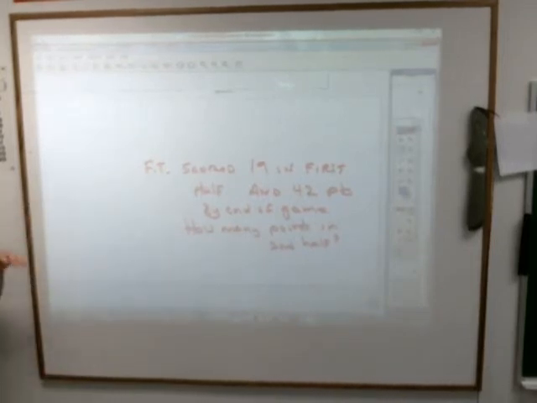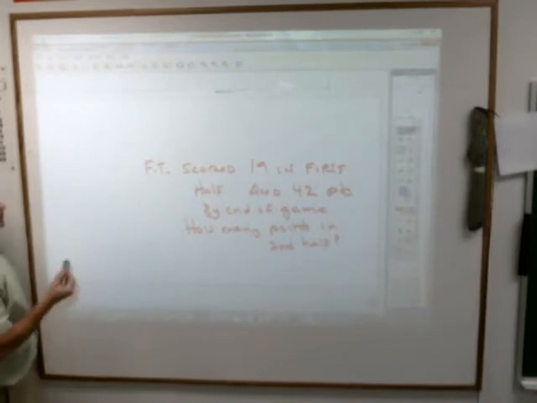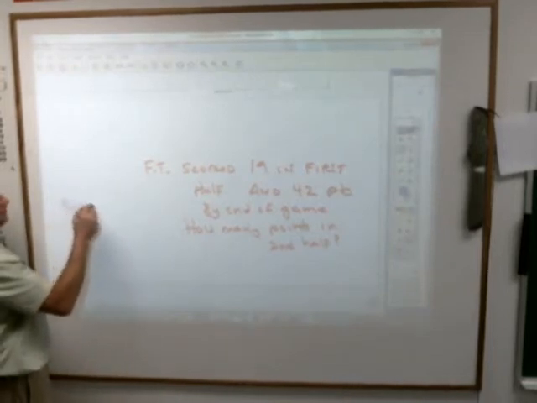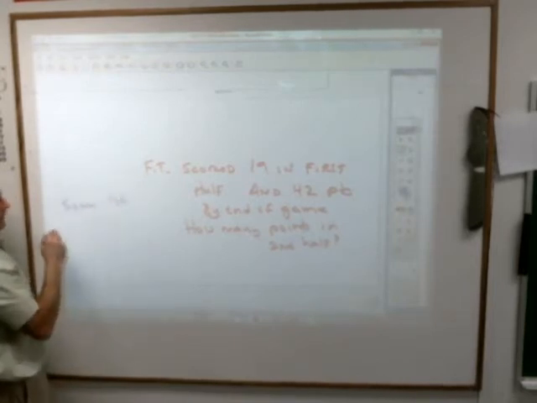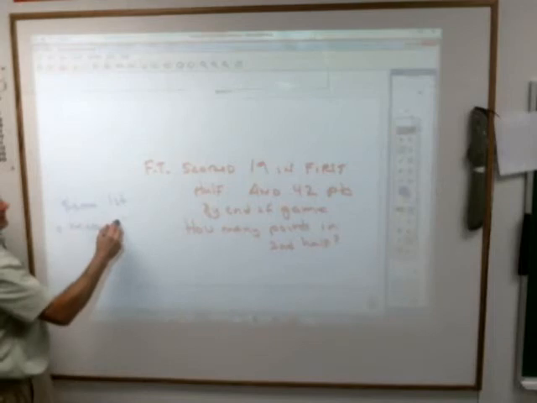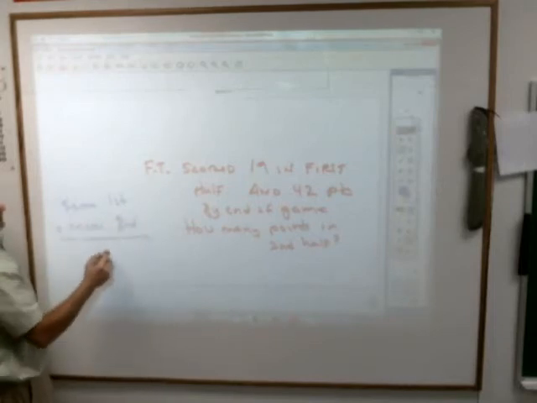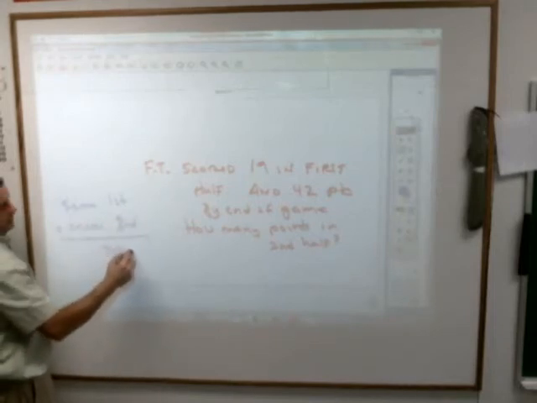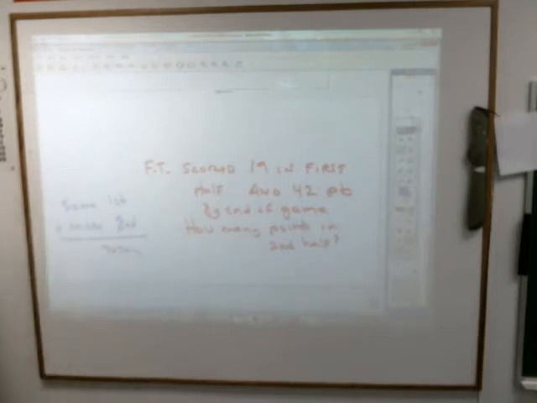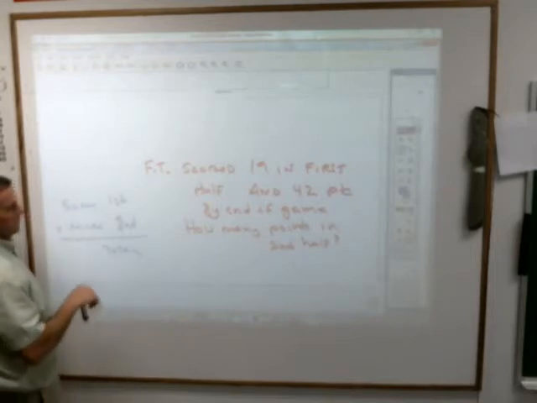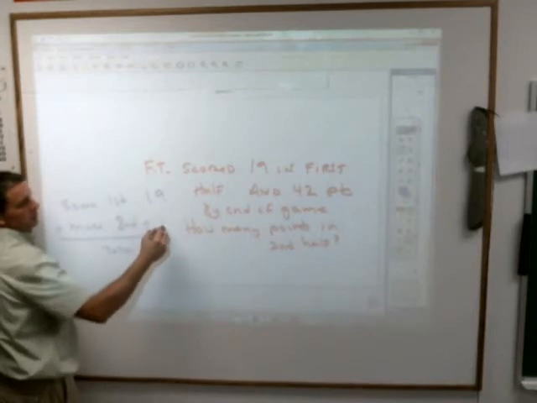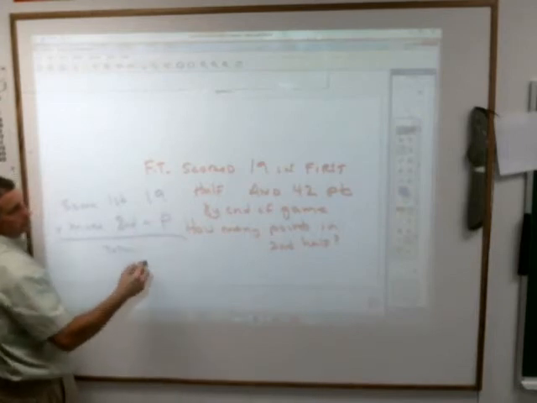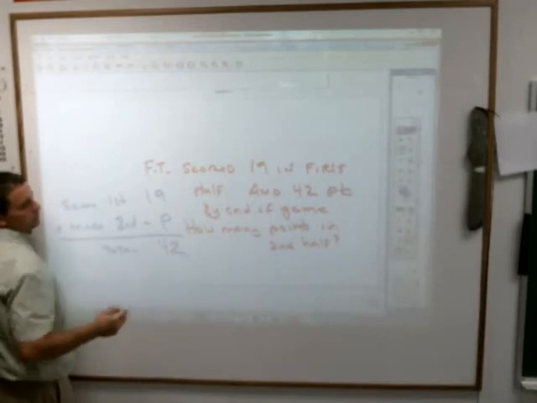I can see how you can kind of think that's separating, but in essence, what you're doing is you're taking the points from the first half, and you're adding more points in the second half, and ending up with the total number of points. You're kind of putting them together. This is combining. How many points in the first half? 19, plus you don't know how many points in the second half, for a total of 42 total points.